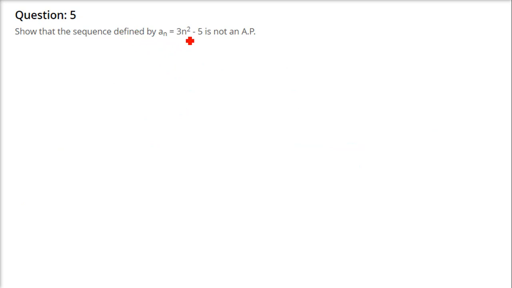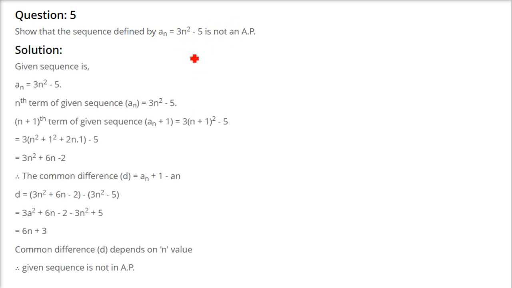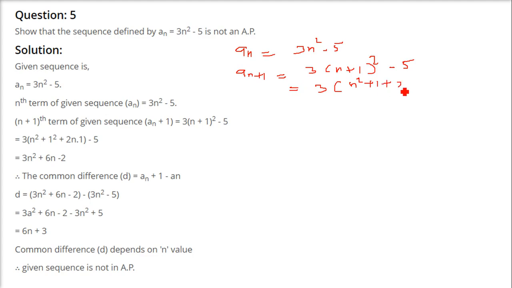Show that the sequence defined by a_n equal to 3n squared minus 5 is not an AP. How do we find out that it is not an AP? Same thing we are going to do. See, a_n is 3n squared minus 5. How about a_(n+1)? It is 3(n+1) whole squared minus 5. I am just putting n as n plus 1. So this is 3 times (n squared plus 1 plus 2n) minus 5. This is 3n squared plus 3 plus 6n minus 5, which is 3n squared plus 6n minus 2.